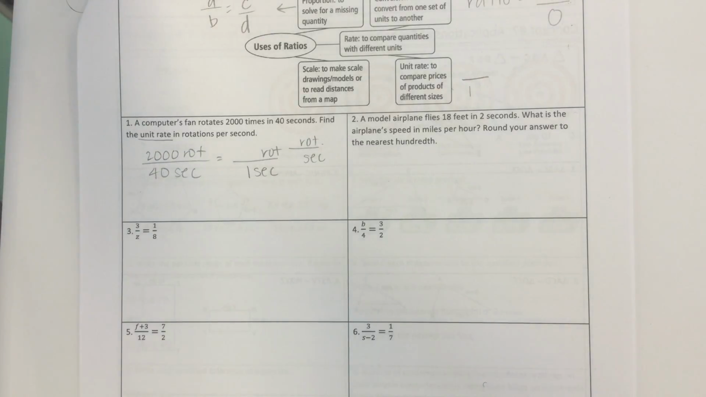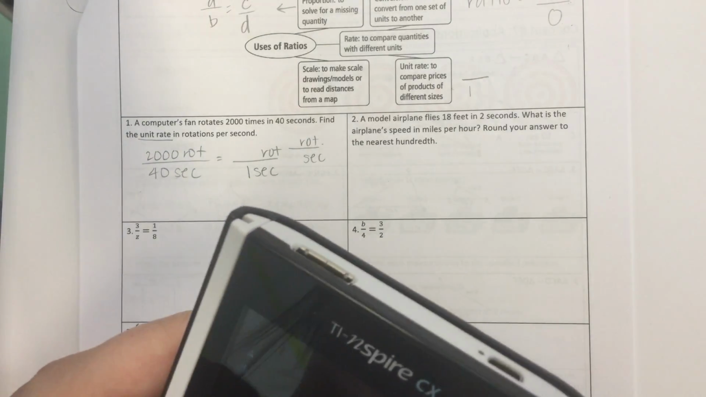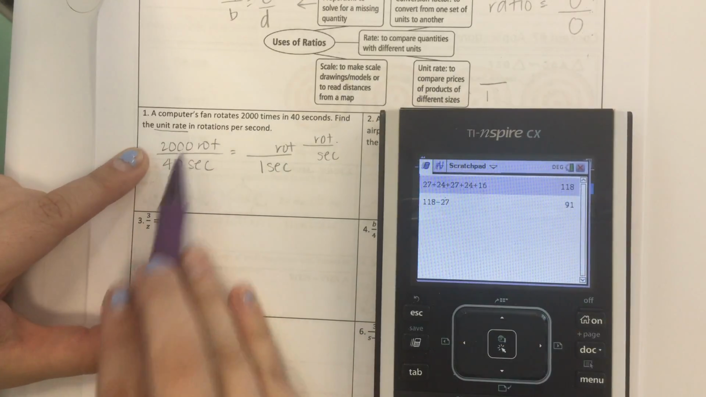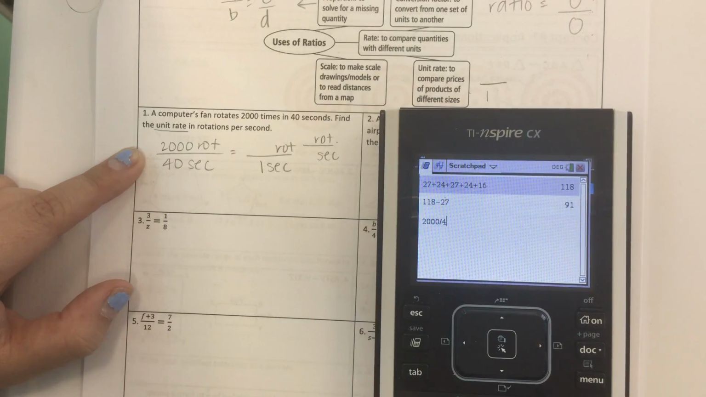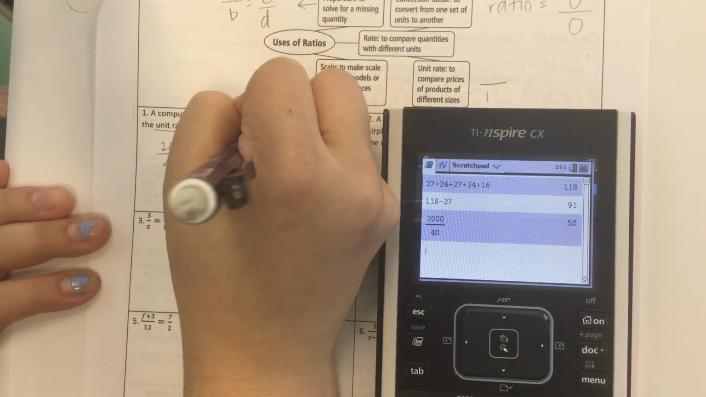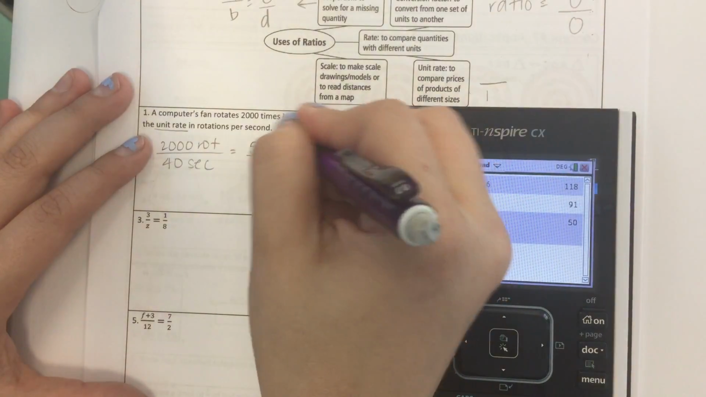So let me get my calculator. If it'll turn on. Okay. So all I have to do is just divide. It's just a division problem. All I have to do is go 2,000 divided by 40, and it's 50. So 50 rotations in 1 second. That is a unit rate, and that's all we have to do.